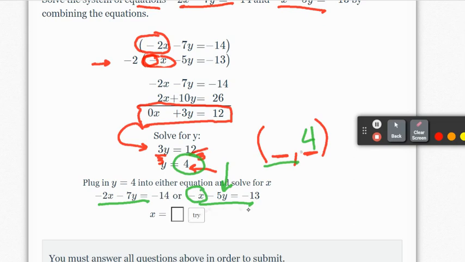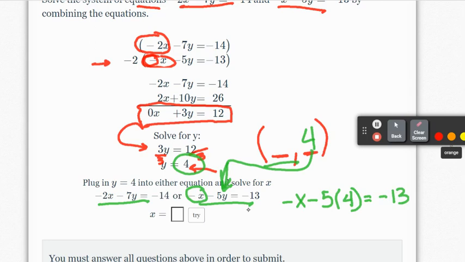So you got to plug in the 4 for the y value because it is a y value. And then you have to isolate for x to get the answer for x. So it's -x minus 5. Replace the 4 equals -13. So then you work it out. Solve for x. So this is going to be -20 equals -13. Negative x comes down.